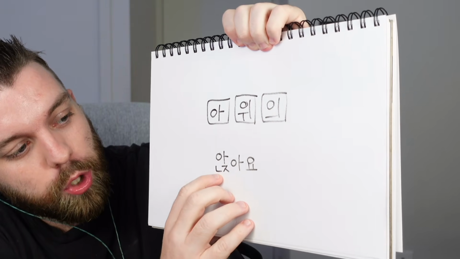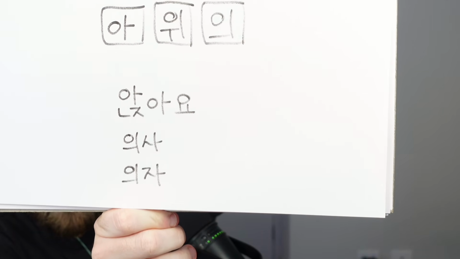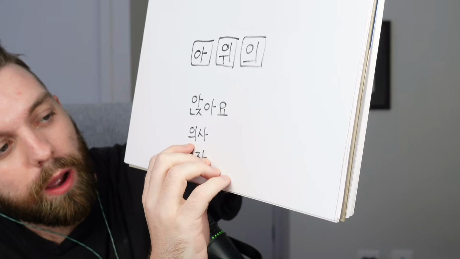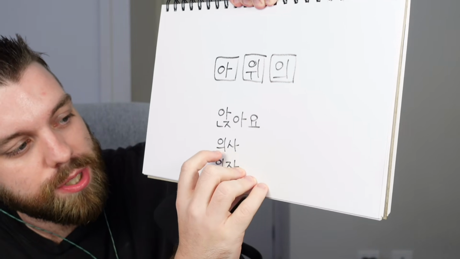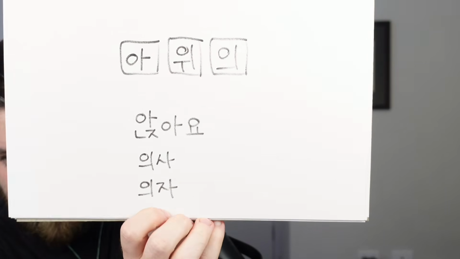But if you wanted to say, let's say, 의사 or 의자 or something like that, you don't really need to put a vowel in a box and separate it or something, so to speak. If that kind of makes sense.